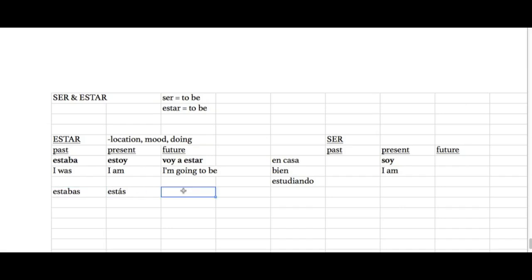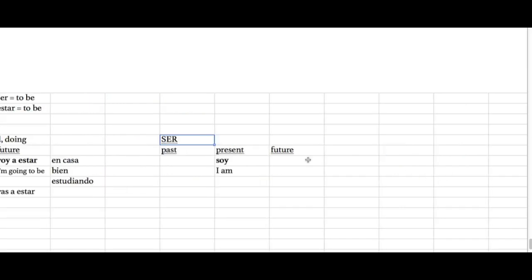Estabas, you were, or were you? Vas a estar, are you going to be? We, they, so on and so forth. Use 501 Spanish verbs to get the whole thing. But just as the general idea here, you can talk about your location, your mood, and what you're doing with the verb estar. Okay, let's take a look at ser.